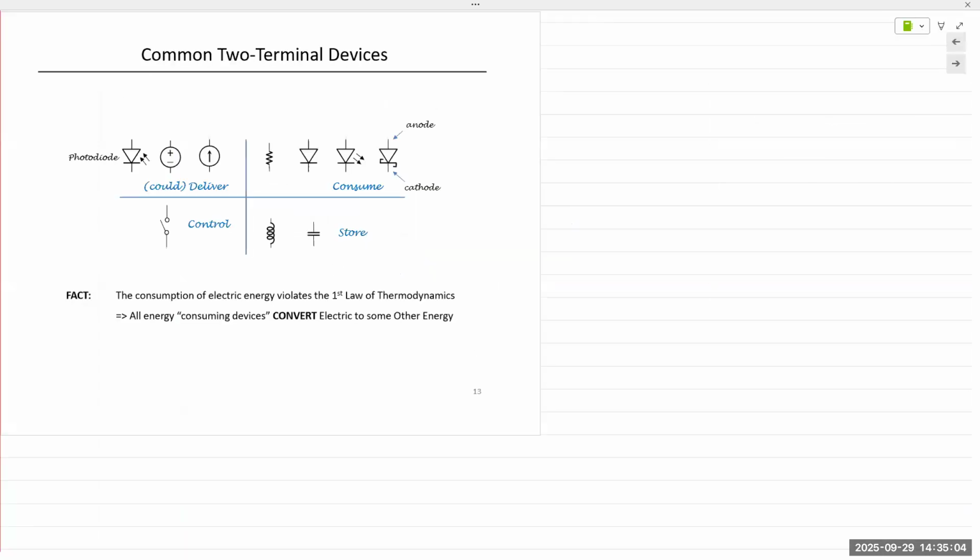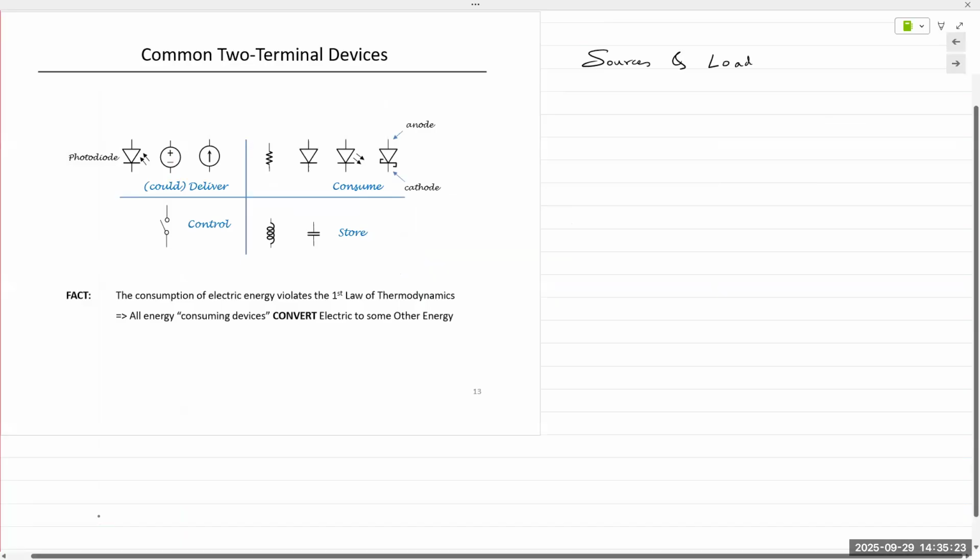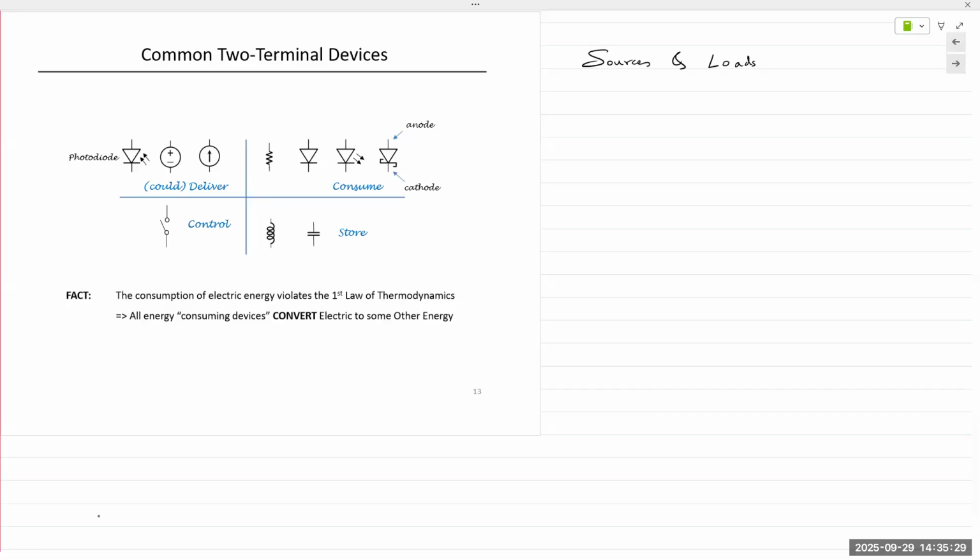Okay, common two-terminal devices. Broadly classified in electrical engineering and electronic engineering, we classify our devices into two broad categories known as sources and loads. Anything that consumes energy is a load. Anything that supplies energy is a source. So other than power supplies, all other devices that we encounter are all loads. They all consume energy. And when we say consume energy, there's work being done.